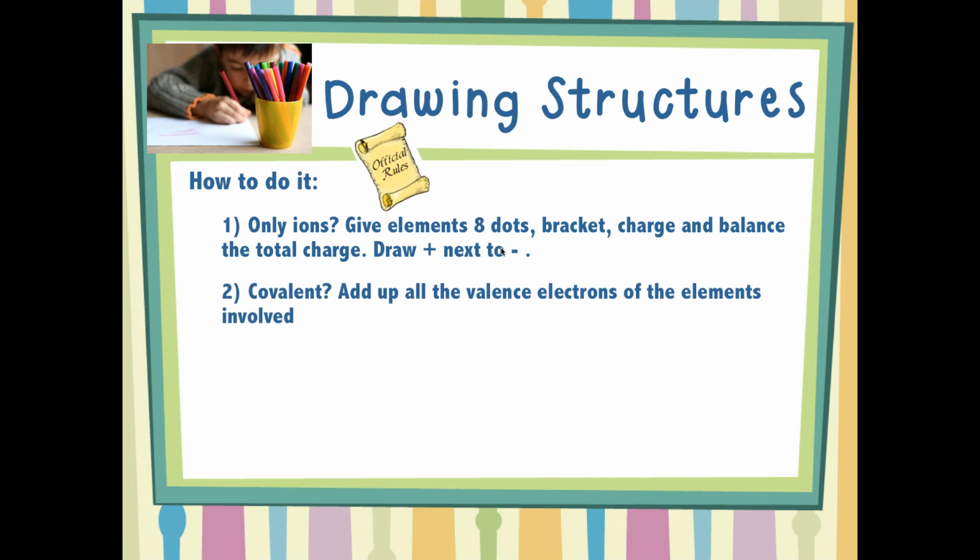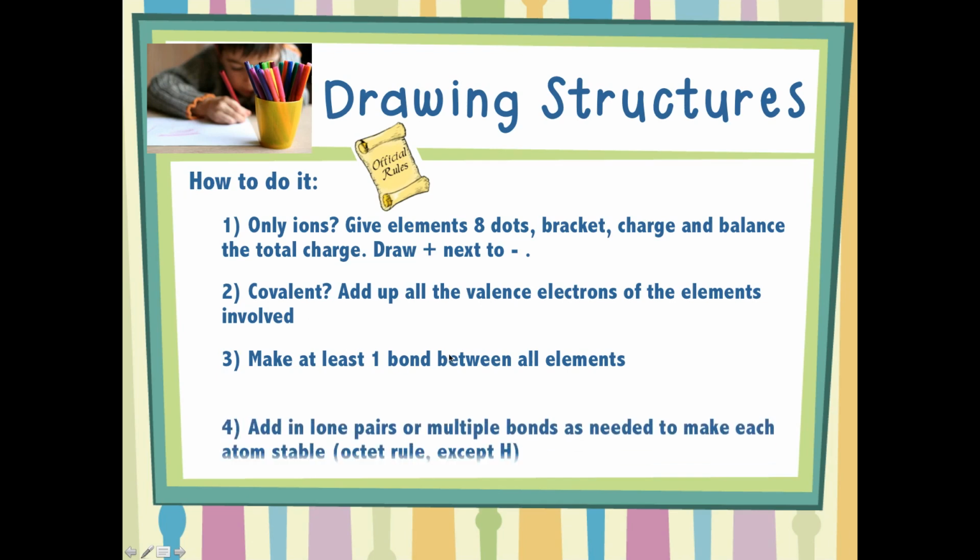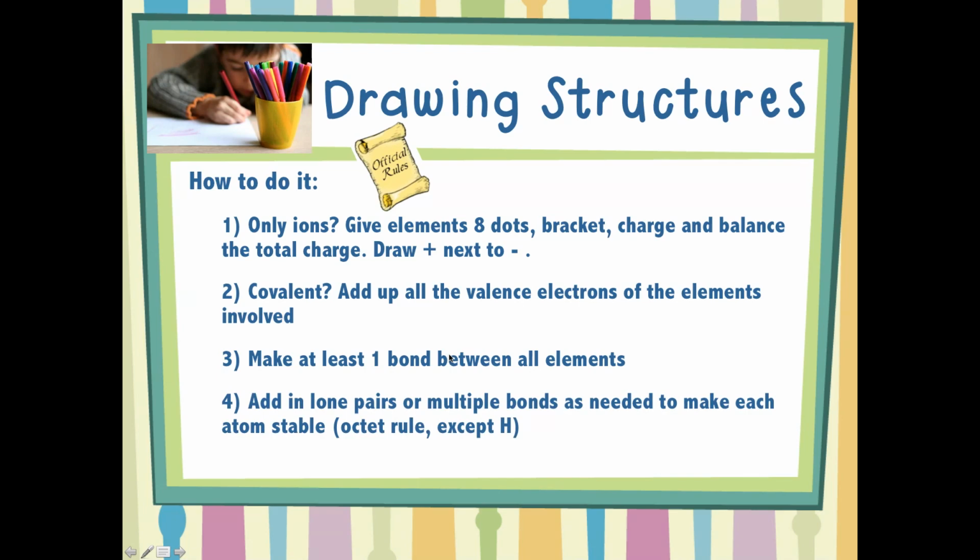If you've decided it's a covalent structure, then what you need to do is add up all of the valence electrons of the elements involved. So how many electrons are available to make this molecule? Then, because it's a compound, you know that the atoms have to connect. So you have to put at least 1 bond between all of the elements, and that gets you started. Remember, looking for something to be kind of in the middle, if possible.